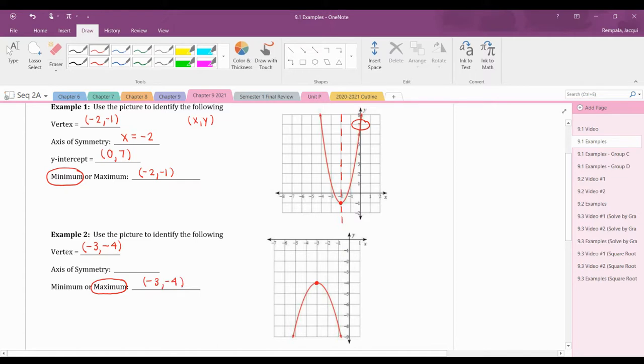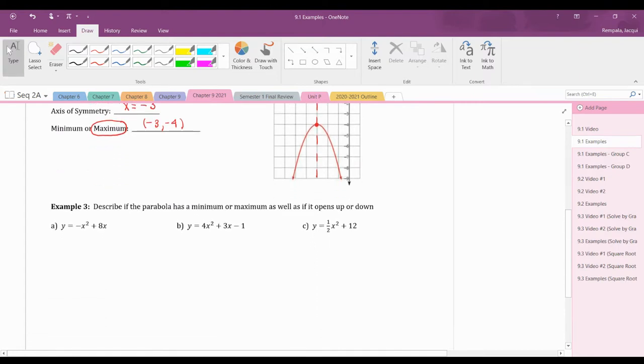Just because it's not drawn in the picture doesn't mean that we don't know what the axis of symmetry is. We could sketch it in. It's always going to be a vertical line going through the vertex. So remember, it's always going to be x equals a number. And because I know that it's going through the vertex, it's going through the vertex at the value of the x from my vertex, which is -3. So there's all my information.